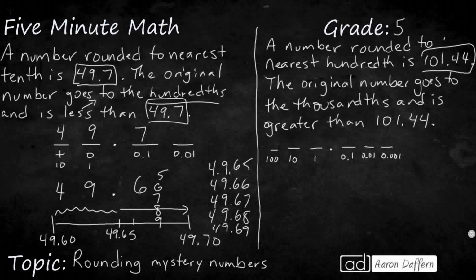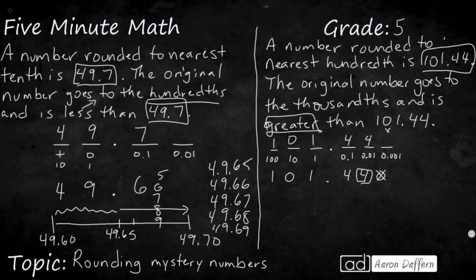Once again, I got my target, 101 and 44 hundredths. The original number is going to go to this thousandths place, and it's greater than 101 and 44 hundredths. Okay, so let's start with 101 and 44 hundredths. If I put a 0 there, that's not going to work because that would be equal to. It needs to be greater. And you see here that the change is going to be in the thousandths place.